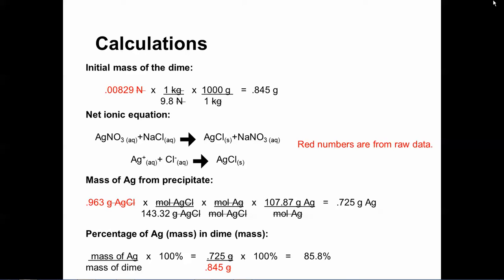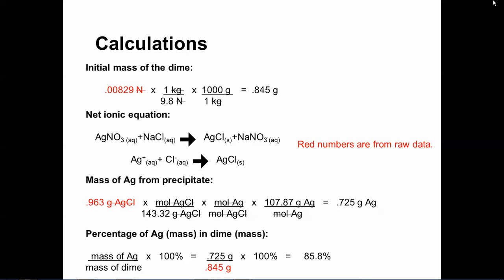Next, we have to write out the net ionic equation, which is Ag plus Cl minus, and we get AgCl. To find the mass of the silver from the precipitate, we must first find the mass of the precipitate, which is AgCl, and then through stoichiometry, we can see that the mass of the silver that is produced is 0.725 grams.